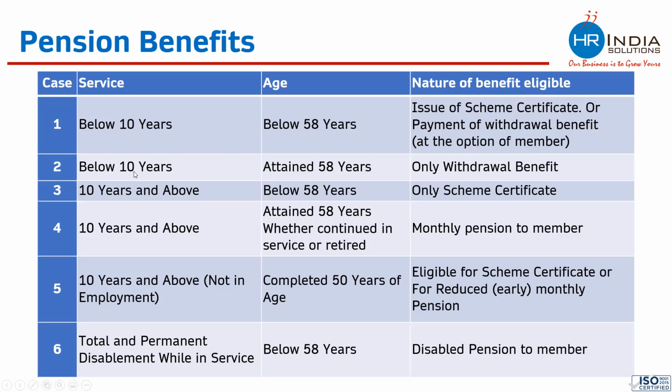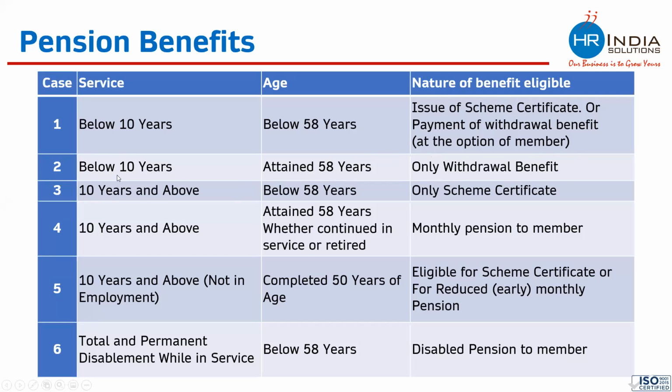The second case is when the service is less than 10 years and the person has attained the age of 58 years. Is he eligible for pension? No, he is not eligible for pension. What option does he have? He has only the option of withdrawal, not the option of scheme certificate. Why? Because he has already achieved the age of 58 years and he cannot contribute to the pension fund.